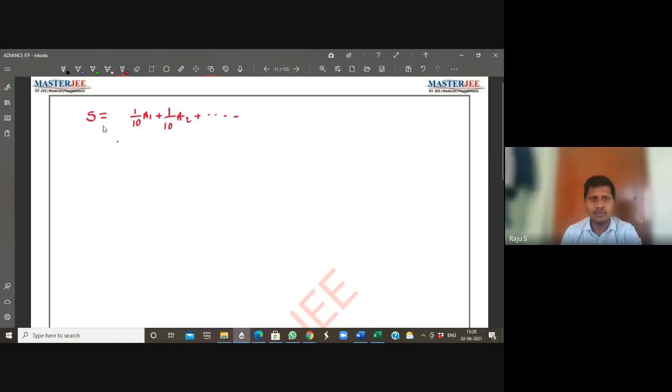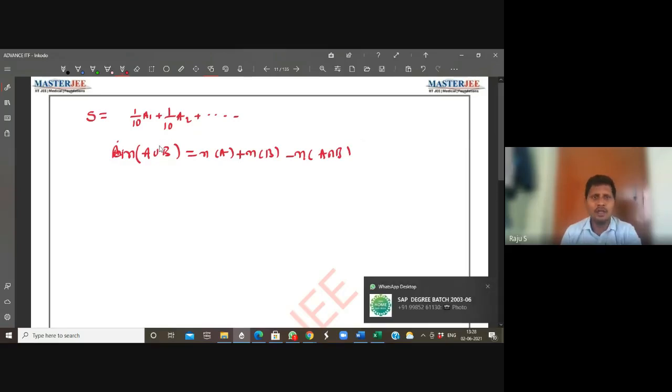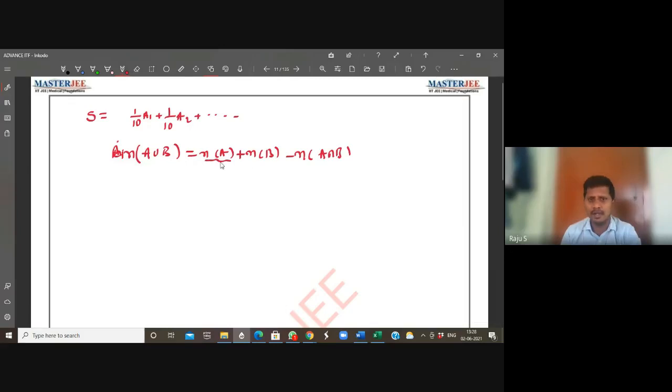Here, for the union, when we take n, one property is there: A union B, when we take n, will represent n of A plus n of B minus n of A intersection B. Is it clear? This is the formula we have already seen. So when you apply n to a union, it can be written separately, and the union becomes addition.